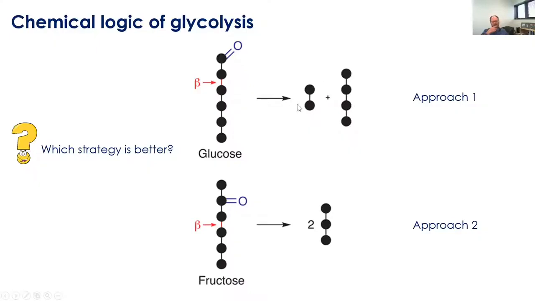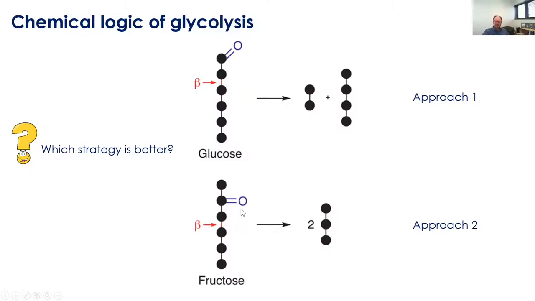An alternative strategy you might consider is, what if we were able to move that carbonyl from carbon 1 to carbon 2? In that case, the bond beta decarbonyl is right here in the middle of the molecule, and you'll end up with two 3-carbon molecules. Now, what's the logic behind this? As we all know, glycolysis follows this approach too. So why does it do that?